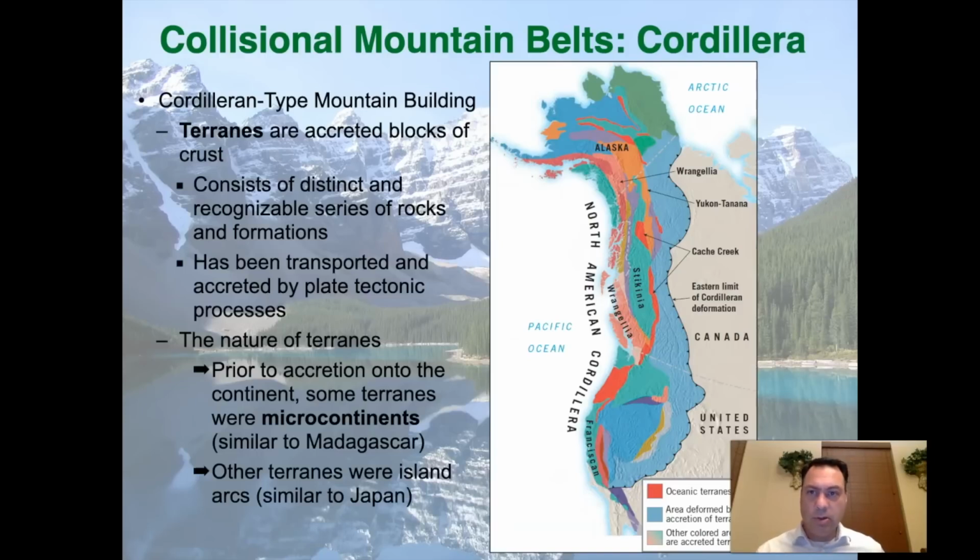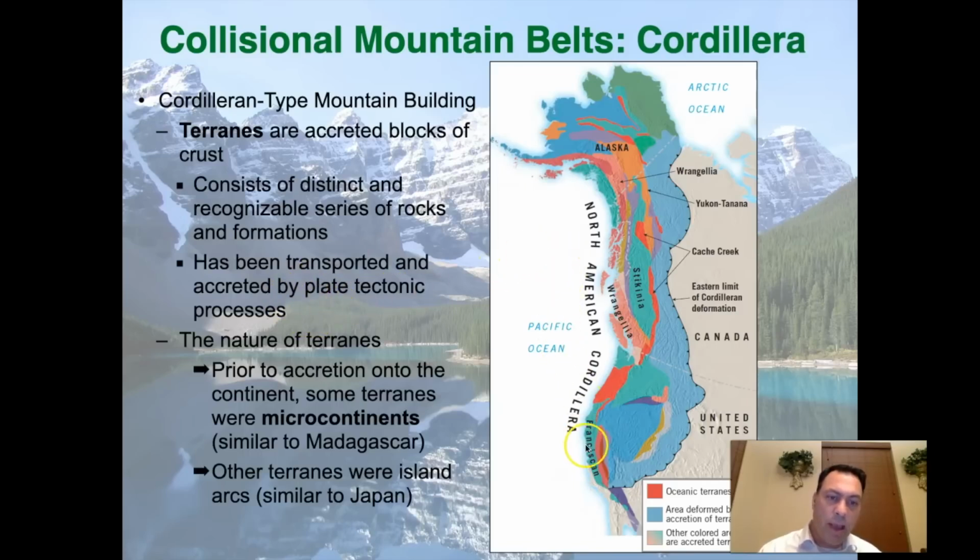So let's look at what these terrains are. And I've been using the term already. I kind of jumped the gun a little bit. But Cordilleran type mountain building, terrains are accreted blocks of the crust. So these are the things that are being stuck as things are slipping down into the mantle through subduction zones. It's leaving the terrains that formed out in the ocean basins behind. A terrain consists of a distinct and recognizable series of rocks and formations, and has been transported and accreted by plate tectonic processes.